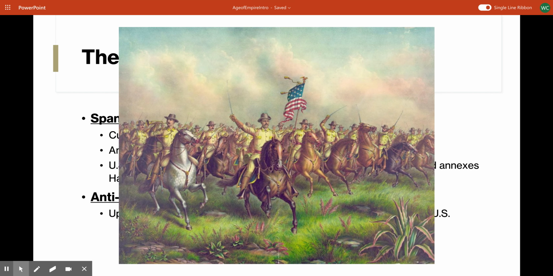And here is a painting, and actually it's of Teddy Roosevelt, who is a former American president. And we will definitely talk much more about him, his role in the Spanish American War, and his role as president, right?